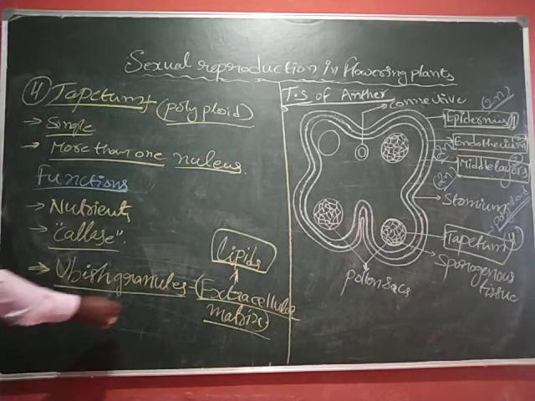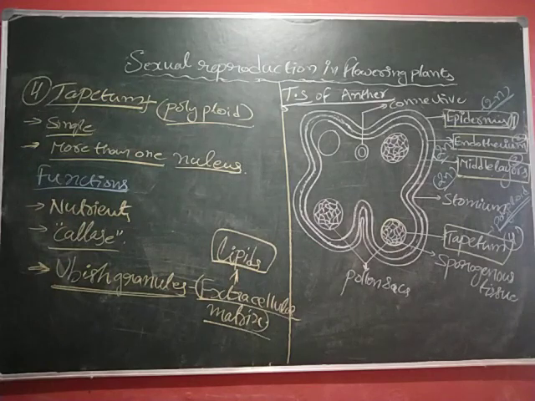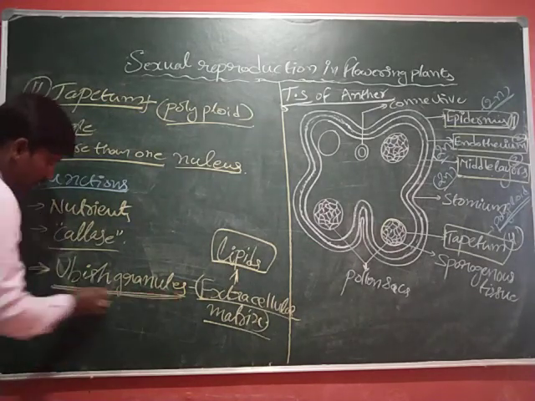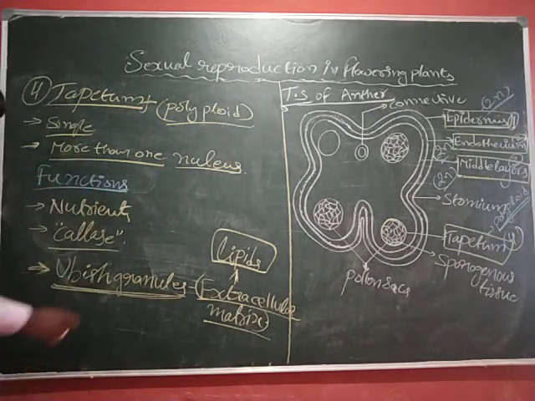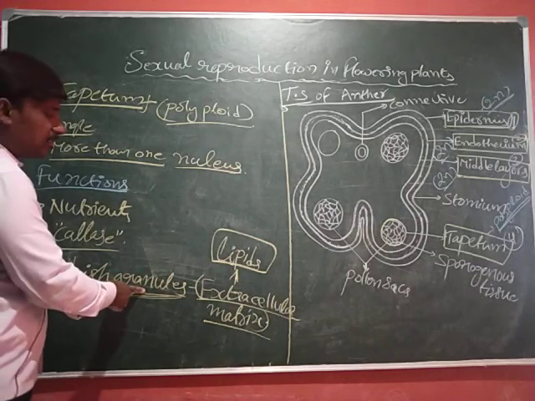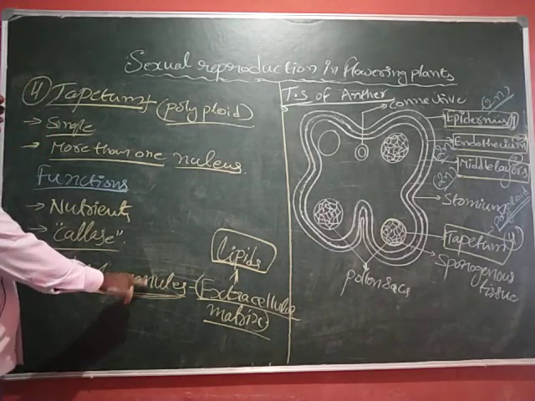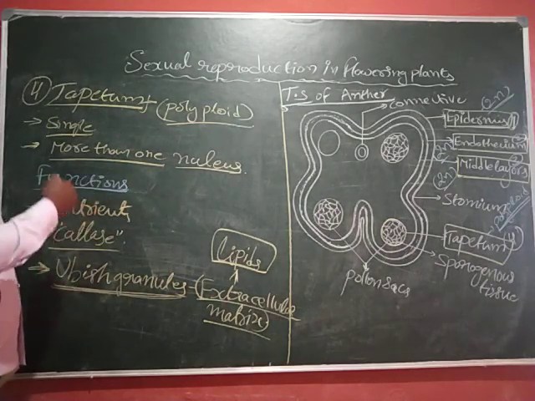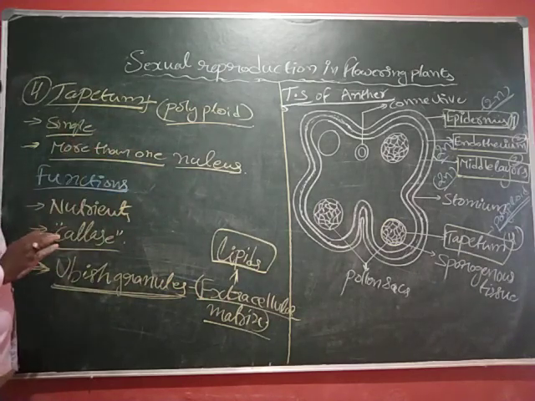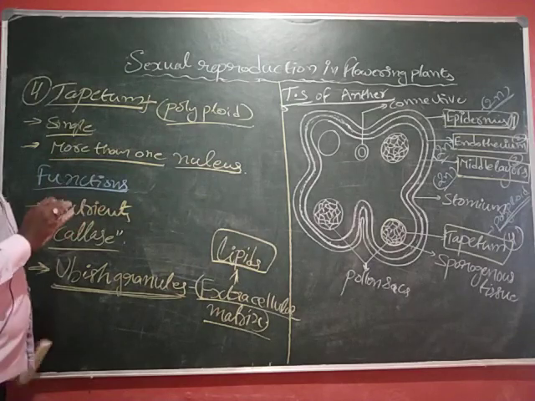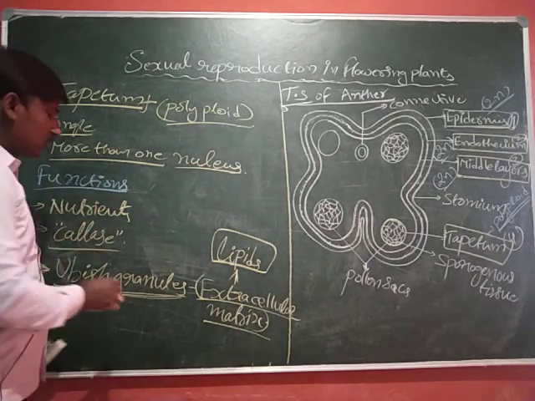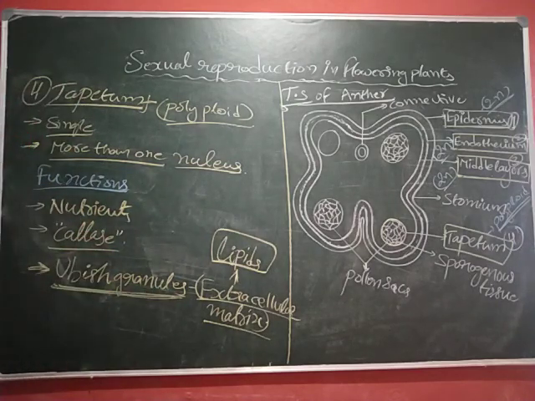Then what is the role of these Ubisch granules? Ubisch granules play a major role in the ornamentation of the exine wall of the pollen grain, meaning the outer wall of the pollen grain, with sporopollenin. This is an important point. These are a few functions of tapetum.